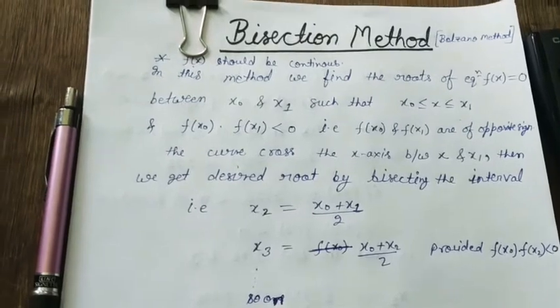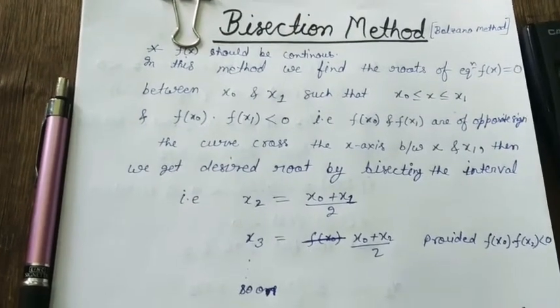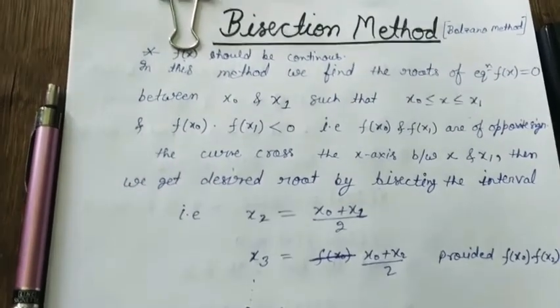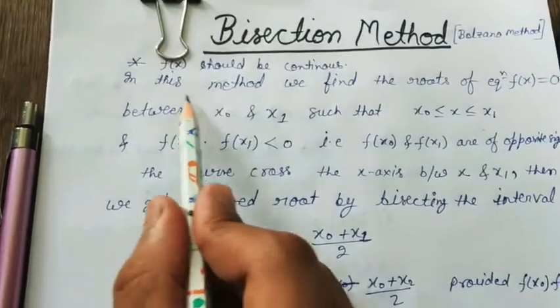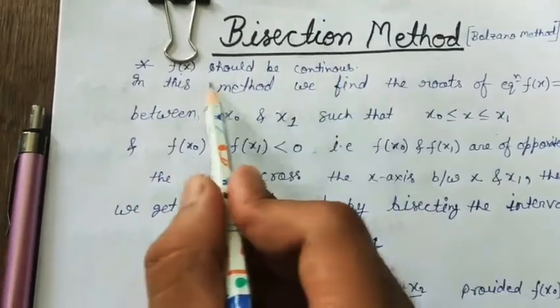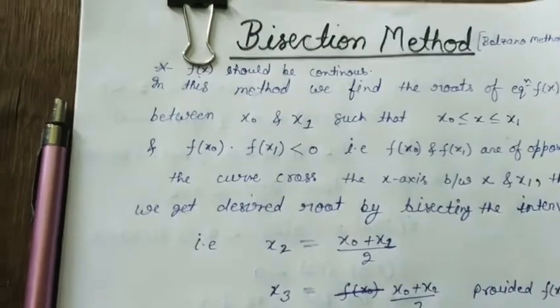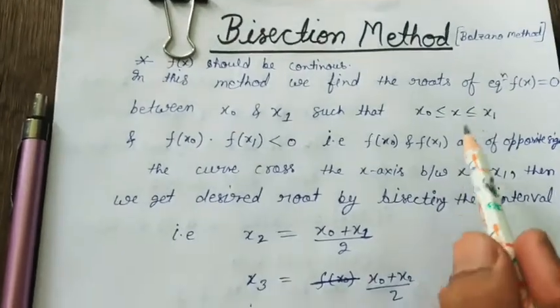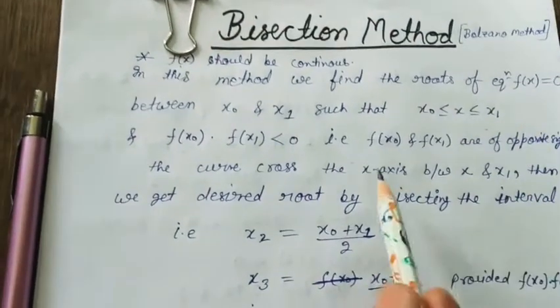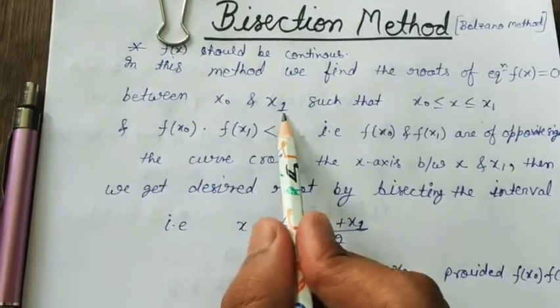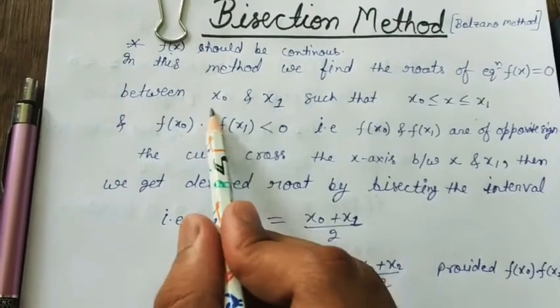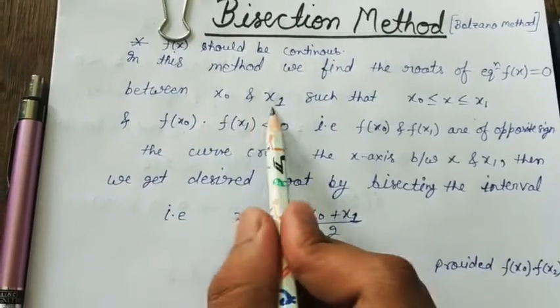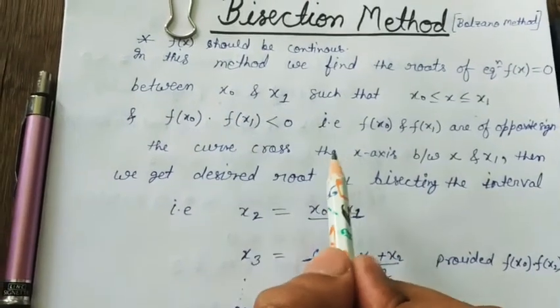In order to find the solution of a polynomial or transcendental equation by the bisection method, f(x) should be continuous. In this method we find the root of the equation f(x) = 0, where x lies between x0 and x1, which are the interval ends, and in this interval we will find the root.